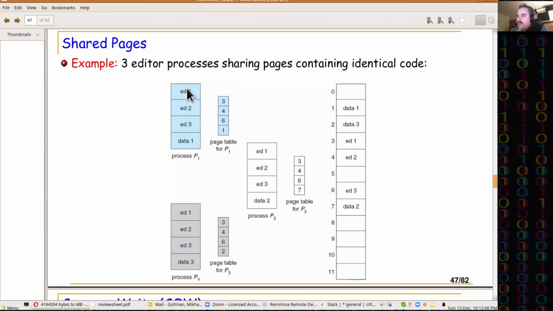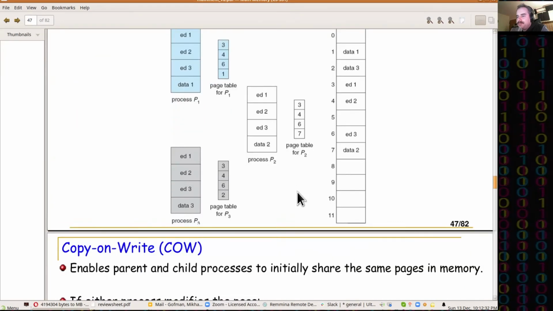However, since all of the processes have the same code, we can allocate a set of physical frames that will store the code for the editor, and then that code is going to be shared by all 3 instances of the editor process. Once again, this sharing is achieved by each process mapping the same set of physical frames into their memory via their page tables. So that's basically the idea.